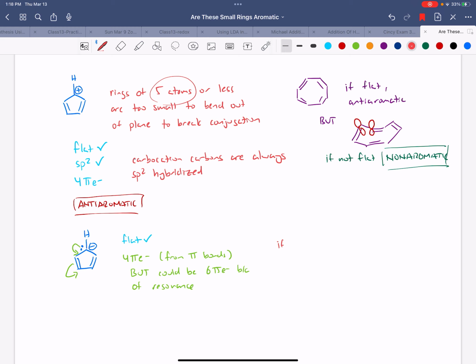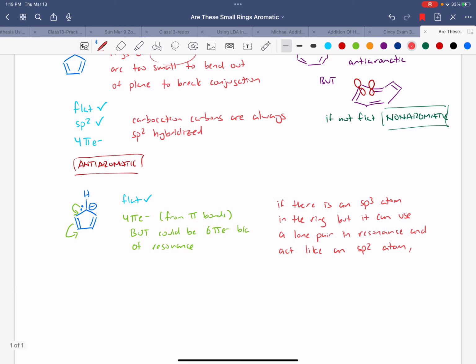If there is an sp3 atom in the ring, but it can use a lone pair in resonance and act like an sp2 atom. Okay, this is going to be a long phrase.